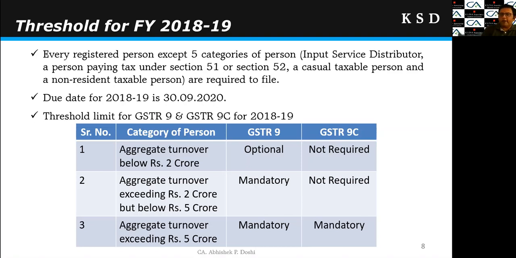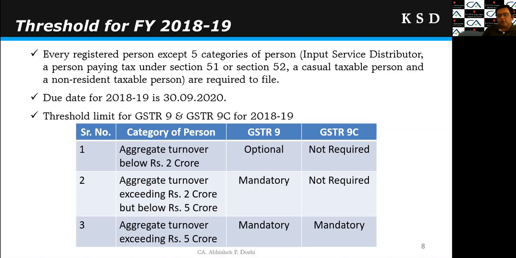Due date for FY 18-19, we all know that recently they have extended the due date up to 30th September 2020. So at present, the due date for FY 18-19 GSTR 9 and 9C is 30th September. And now the threshold limit for 9 and 9C: who are supposed to file GSTR 9, for whom it is optional, who are supposed to file GSTR 9C, and for whom it is not required. So we have given this table for each category of person.